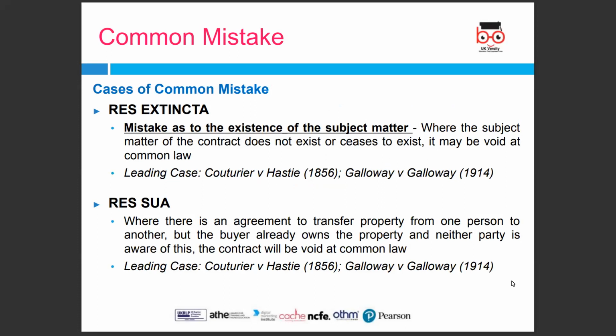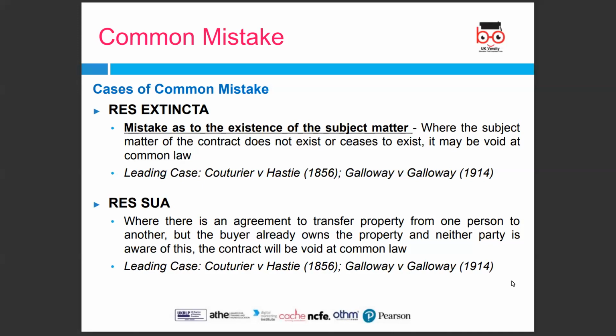Cases of common mistake. So we've got res extincta, mistake as to the existence of the subject matter. Where the subject matter of the contract does not exist or ceases to exist, it may be void at common law. And the leading case for that is the case of Couturier v Hastie in 1856.